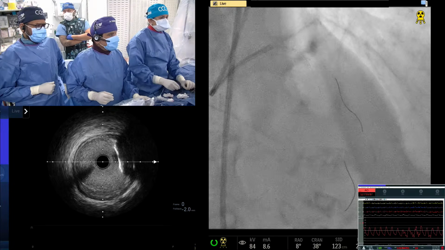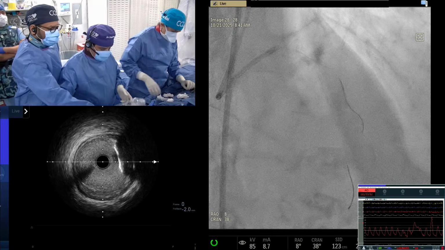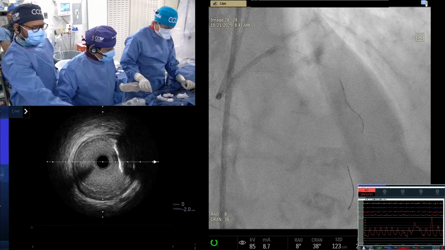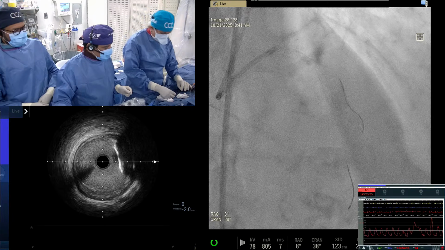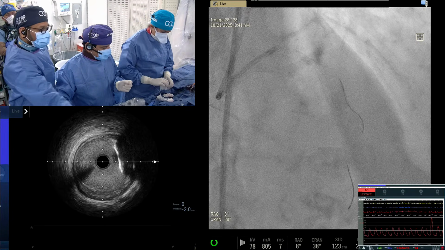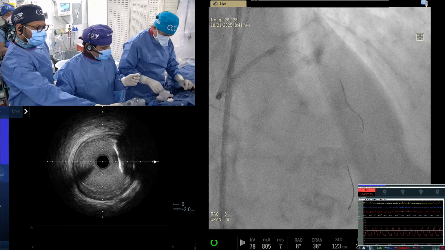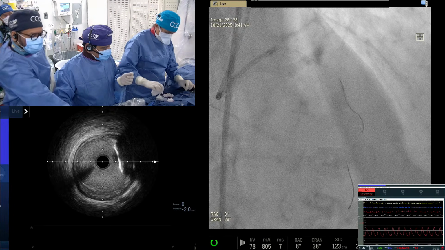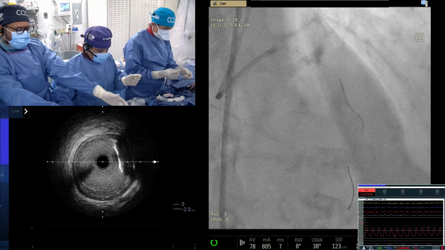Okay, good. Let me try the IVUS of the diagonal. Ideally, if I was doing this case with a fellow, rota wire, we dilate, cutting balloon of the side branch, 2 stents and out. So we are going to do IVUS of the diagonal now.